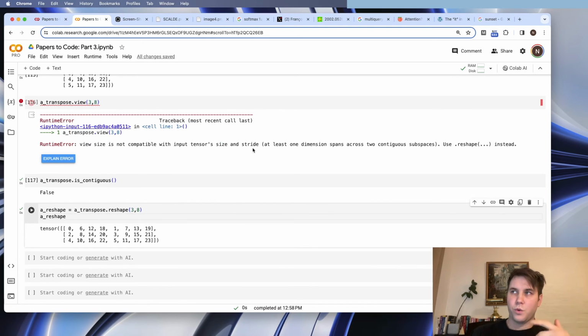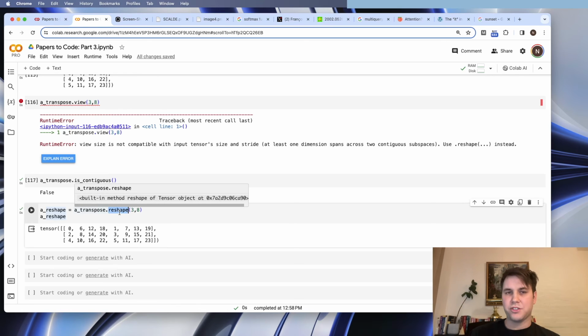View basically will not let you change the shape of a tensor that is no longer contiguous, whereas reshape has a different kind of property on the back end. If the data is contiguous, it'll basically just call a version of view. But if the data is not contiguous, meaning it's been shifted around, reshape will actually just make a copy. It'll make a completely new set of data. Whereas with view, we're always dealing with the same exact set of data.